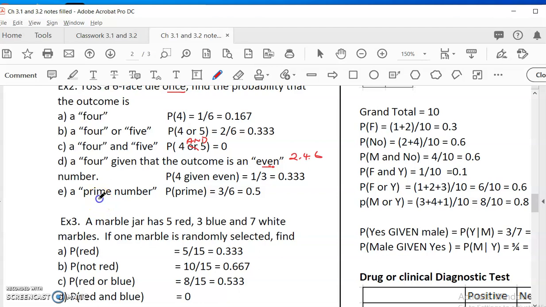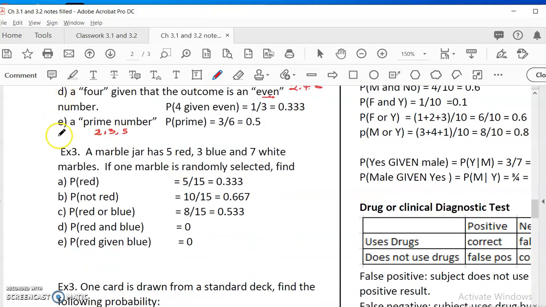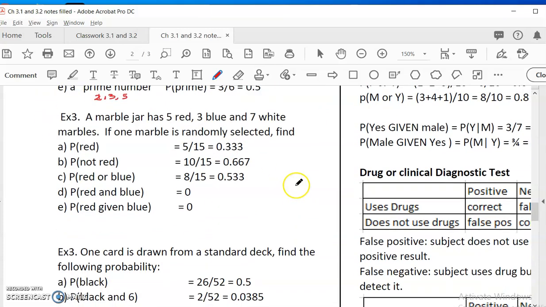Probability of a prime number has nothing to do with and or given. So what are the prime numbers? 1 is a prime number. No, 1 is not a prime number. 2 is a prime number. 3 is a prime number. 5 is a prime number. So it's 3 out of 6. I think the last one does not involve any and or or.